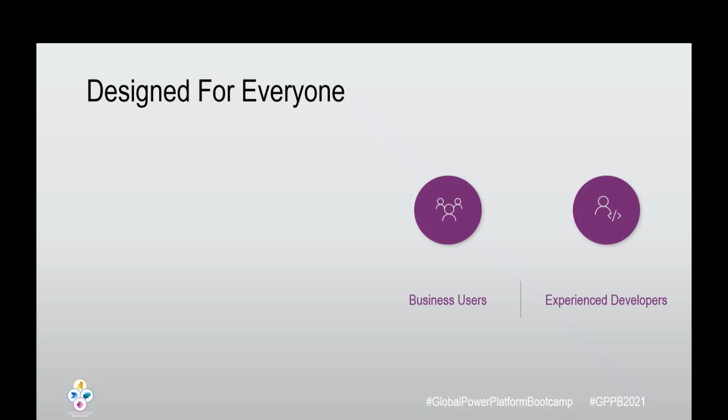So why Power Automate? Why are we talking about Power Automate? What is important there? It is designed for everyone. Experienced developers can use this, and business users can also use it to automate their tasks or their business. There is seamless and secure integration. With Power Automate, we can seamlessly integrate with other services provided by Microsoft or even third-party services. So that is one pointer for using Power Automate.